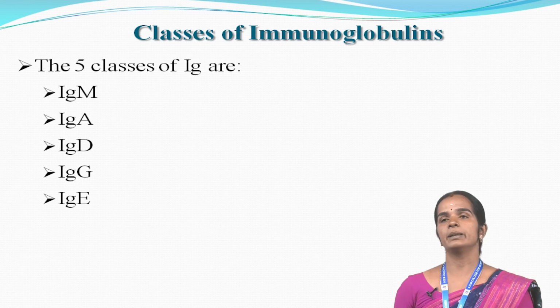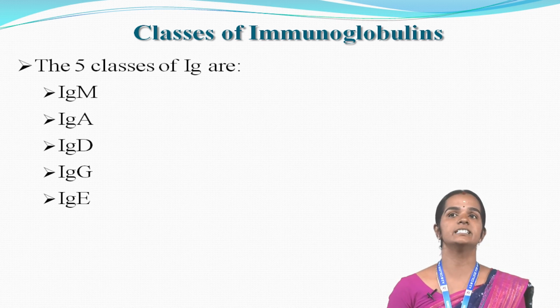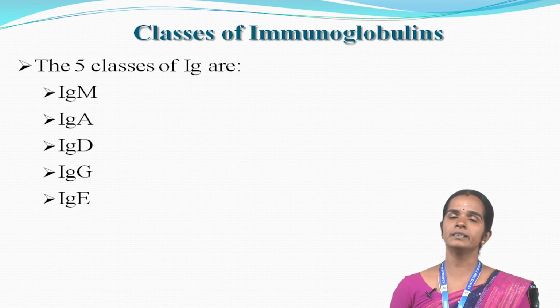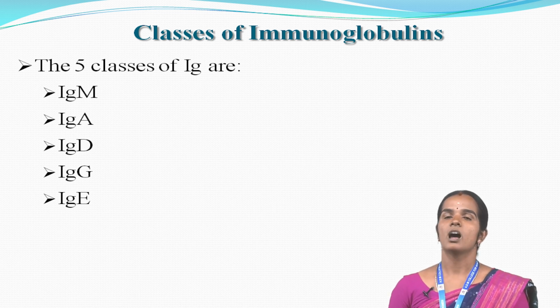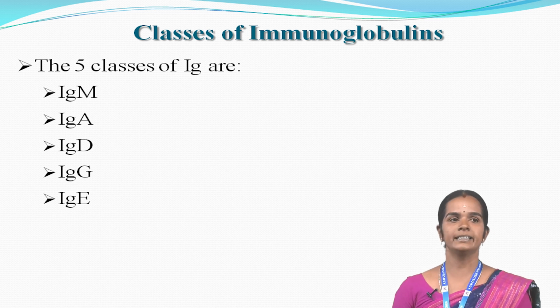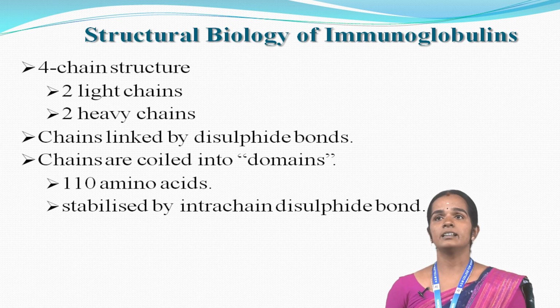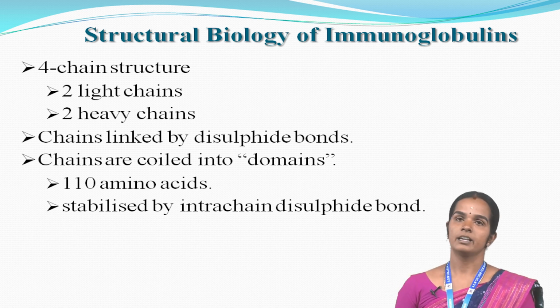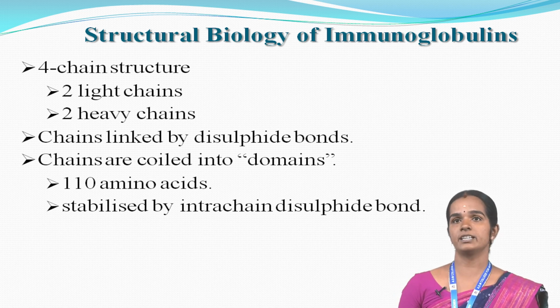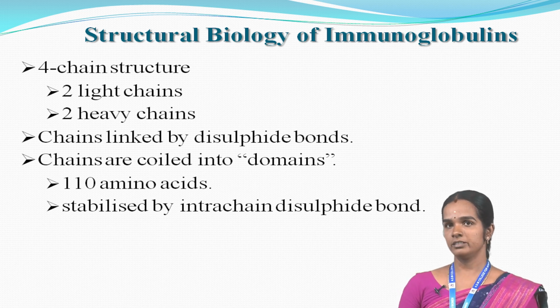The classes of immunoglobulin. Immunoglobulin is otherwise called Ig. It contains 5 classes: immunoglobulin M, immunoglobulin A, immunoglobulin D, immunoglobulin G, and immunoglobulin E. Structure and the biological function of immunoglobulin: it contains a four chain structure, 2 light chains and 2 heavy chains.